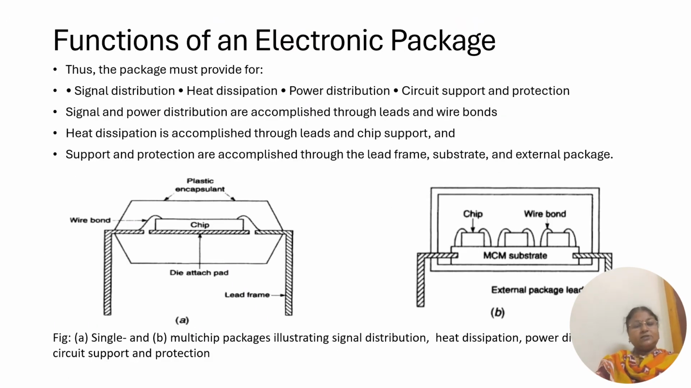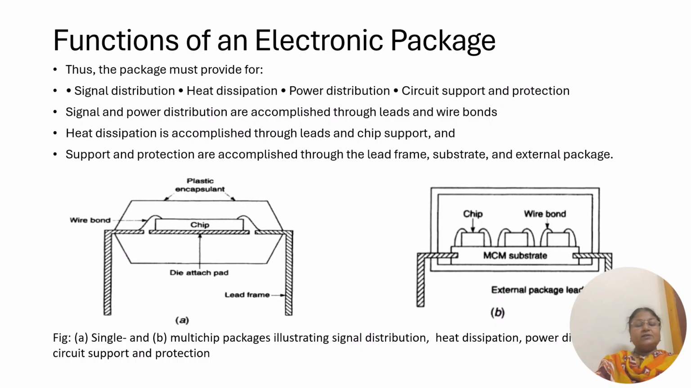Now look into this concept of single chip and multi-chip. So the main concept of packaging proves that signal distribution is going to happen. Signal and power distribution can happen through leads and wire bonds which have been attached. And heat dissipation is a prominent part where leads and chip support are going to have heat dissipation and support and protection. Now coming to wire bonding with a single chip packaging unit, the outer leads are going to have a connection to the external boards, maybe a breadboard if you make. Only the leads are going to be connected, right?